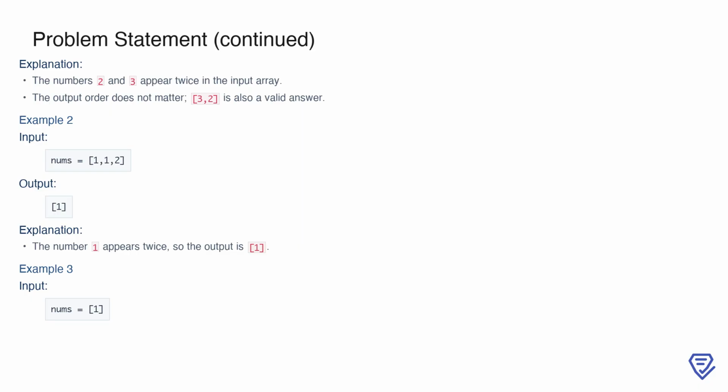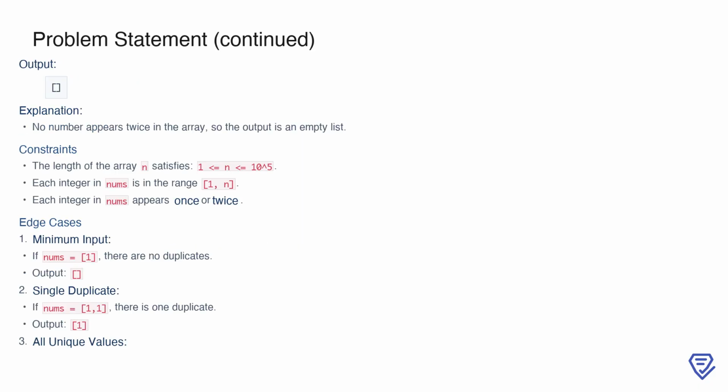Now, consider another example. If the input is 1, 1, 2, the only number that appears twice is 1. Thus, the output is 1. Finally, if the input array is 1, there are no duplicates in the array. As a result, the output would simply be an empty list. In the example where nums is 1, the output is an empty list because no number appears more than once.